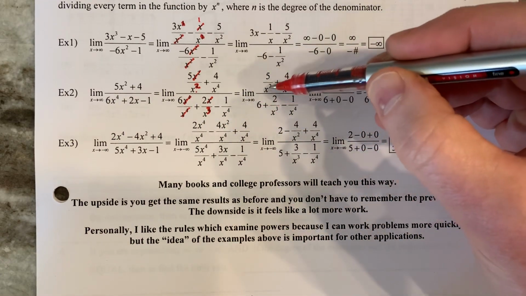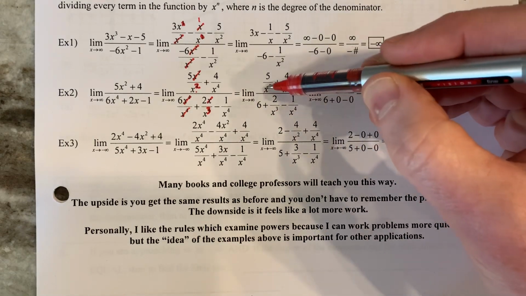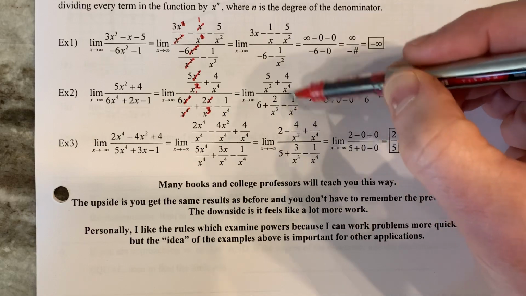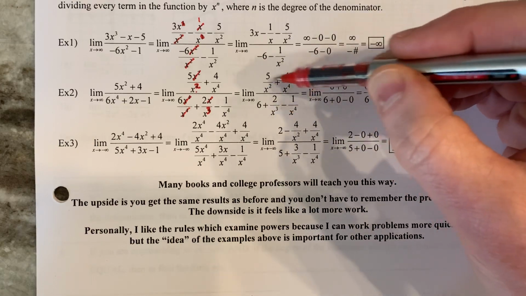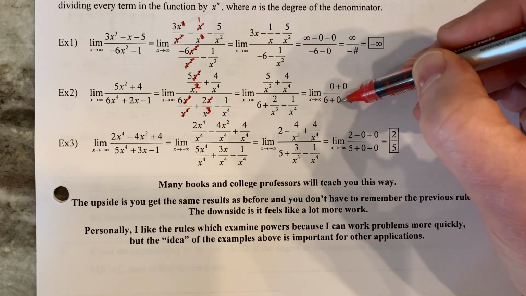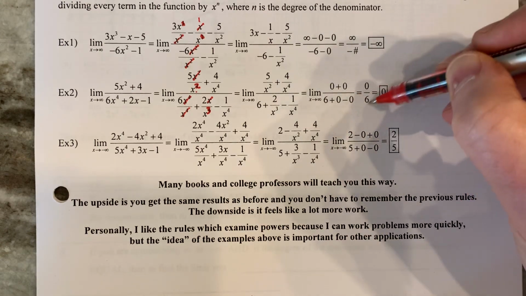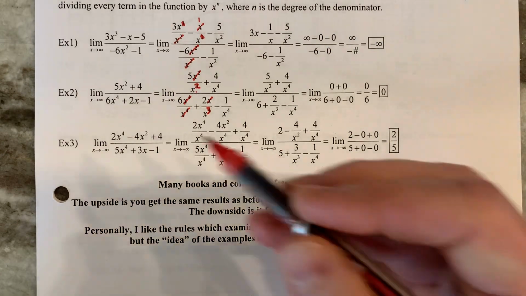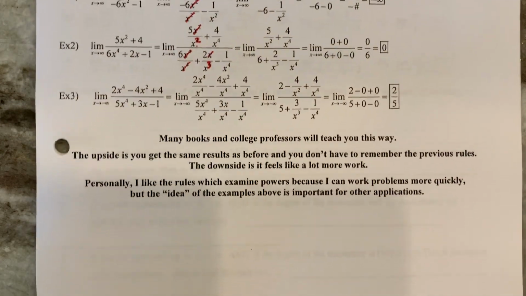Now, what happens when I put infinities in here? Well, all of these, the bottom is growing faster than the top, right? All those 4 go to 0. 6 does not. So I end up with 0 plus 0 over 6 plus 0 minus 0. Well, that gives me this. And what's 0 divided by anything? 0.